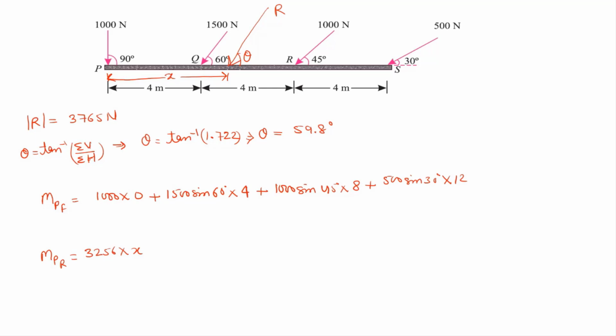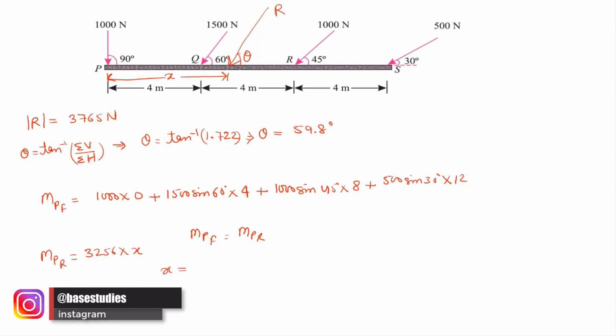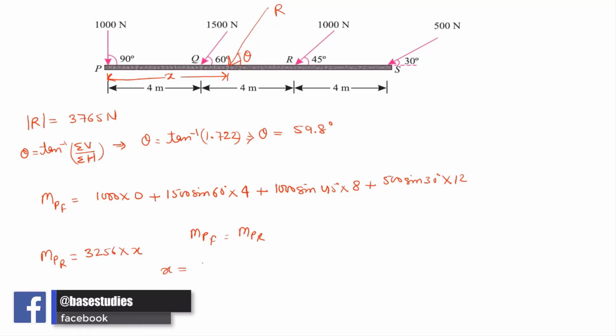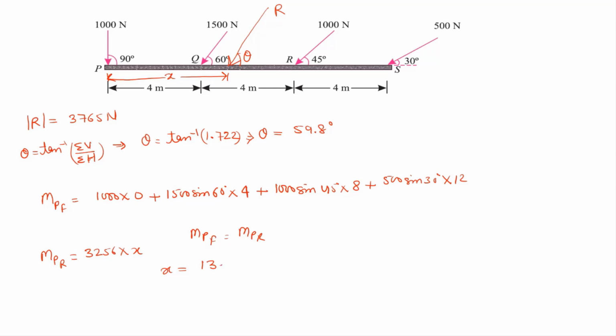Now equating these two, which means MPF is equal to MPR, we will get x is equal to this whole equation divided by 3256. So upon solving, we will get 13852 divided by 3256, which on further solving gives 4.25 meter. So now the distance x is 4.25. So at a distance of 4.25 meter from the point P, the resultant force will act.